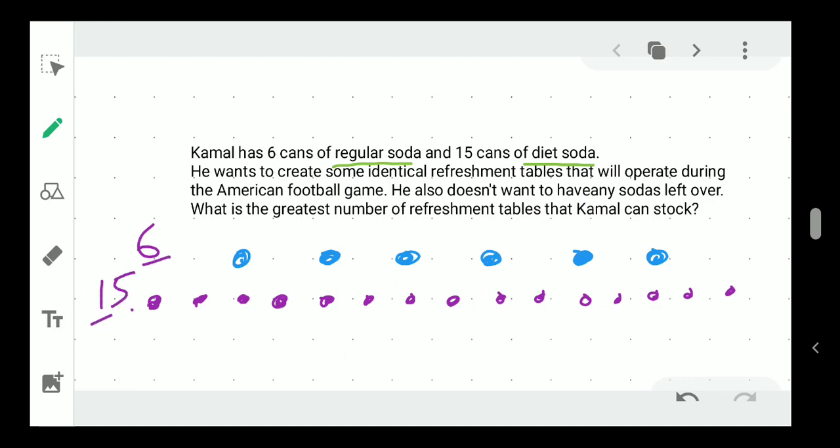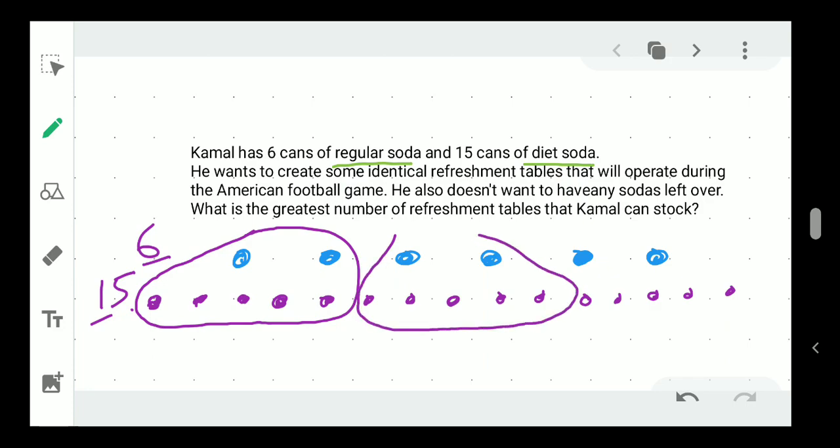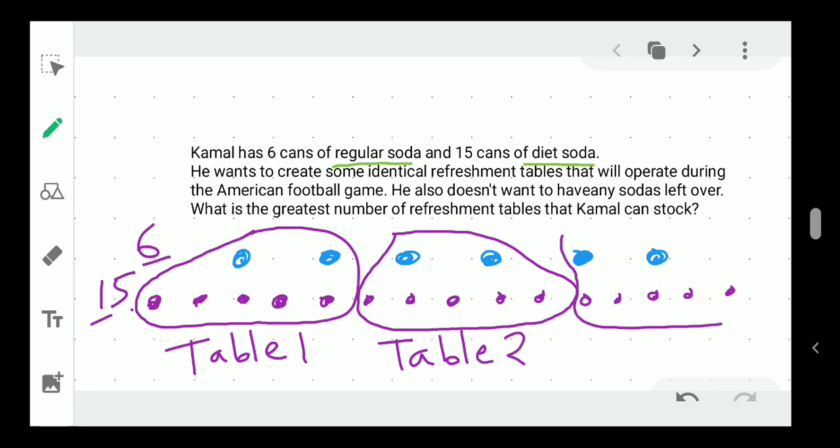So you can see one thing very clearly. If I take 2 of this and 5 of the violet one, that means 2 of the regular soda and 5 of the diet soda. So this can be that, so there are 2 and there are 5. We can also have this here, that is 2 and 5. So this is table 1, another is table 2. So here you can see automatically I have 2 and again 5.